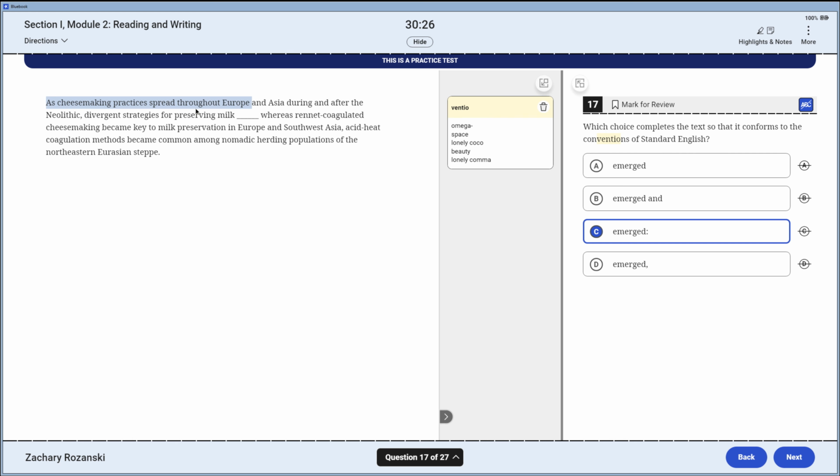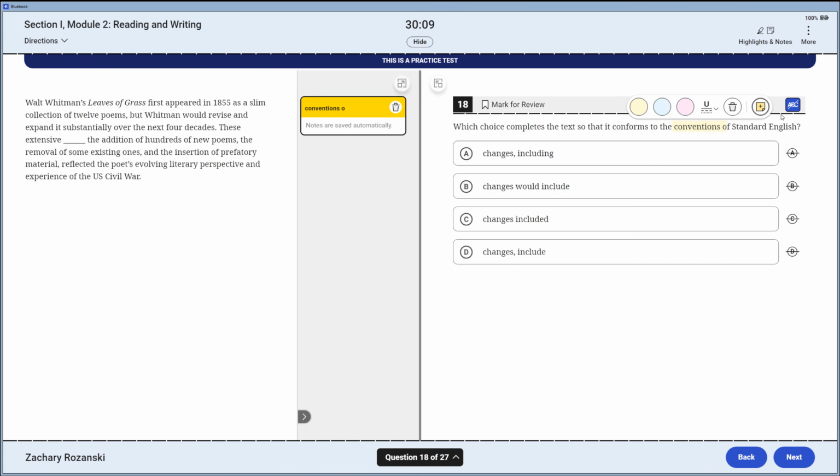As she's making prices spread throughout your dependent clause, divergent strategies for providing milk emerged. Complete sentence to the left. Then I've got the immediate start of a subordinating conjunction, whereas these became key. Acid heat coagulation became common. I have a complete sentence on the left, complete sentence on the right, and I don't even have to check to make sure the right side exemplifies the left because I know it's going to be true.